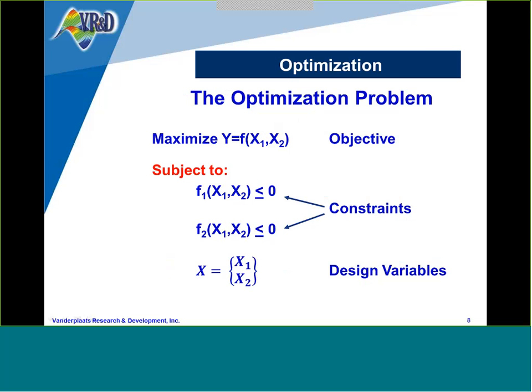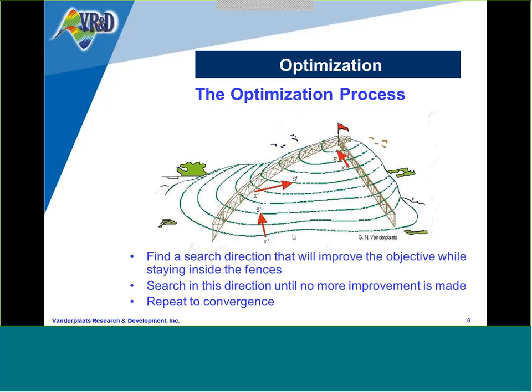So the optimization problem is we're going to maximize the objective. In practice, we minimize, but if you want to maximize, you just minimize the negative of the function. Subject to constraints, and the longitude and latitude are the design variables. So how do we do this?